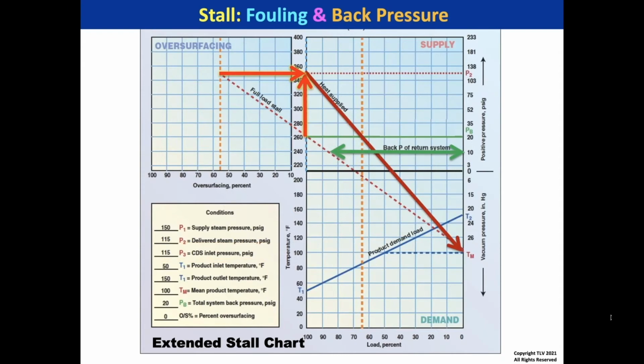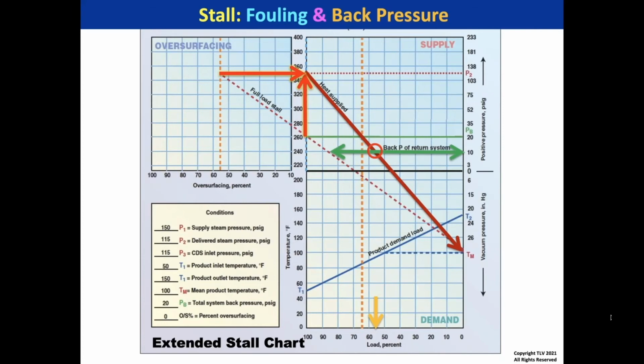Watch how the dynamics have changed as a result of being fouled. Our back pressure is intersected at 55% of load. So our stall point is now 55% of load, not 85% of load. So you see, as equipment gets fouled, you have less of a chance of stall.